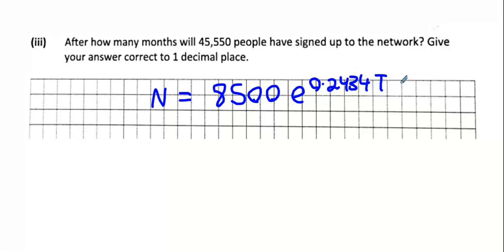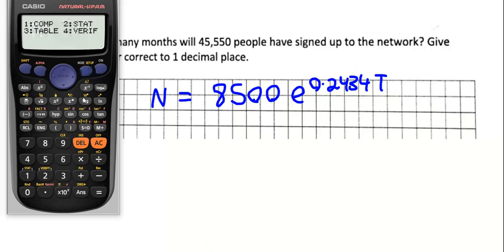Now, guys, look at this. I'm going to have complete control over this question. Let me show you how. Ready? Table function, 8,500 people, e to the 0.2434 power x. Start at 0, end at 8, go up in ones. When does it cross the 45,000 mark? In between 6 and 7.